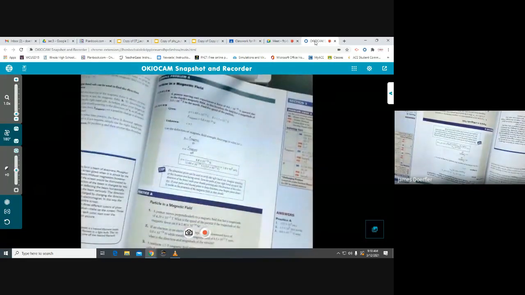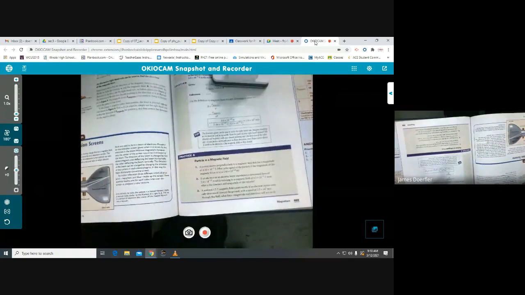All right, page 689. Let's look at number 1. So number 1, right here, says a proton moves perpendicularly to a magnetic field that has a magnitude of 4.20 times 10 to the negative second Tesla. What is the speed of the particle if the magnitude of the magnetic force on it is 2.40 times 10 to the negative 14th newtons? Okay. So let me get my board here.